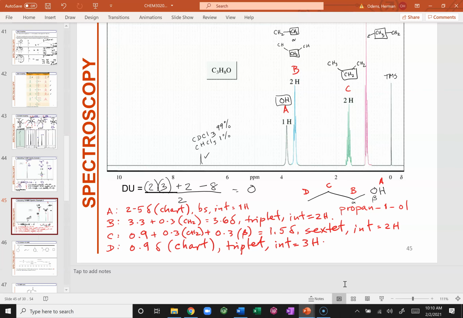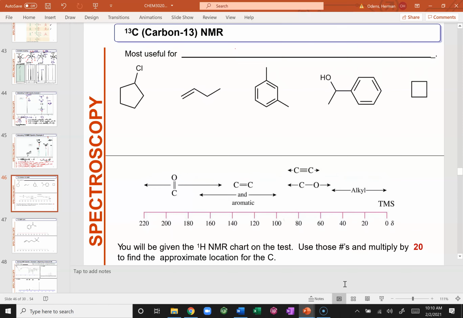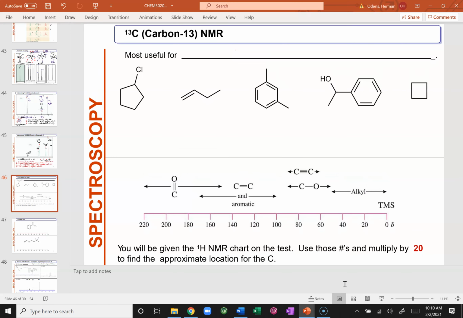All right. Let's do the carbon NMR. Carbon NMR is just like proton NMR, but all the signals that we know, we're going to multiply by 20. And then we're going to get an approximate number for the carbon signal. All right. Check this out. The first thing you have to understand for carbon NMR is finding the unique types of carbons, because you might have carbons that are equivalent.